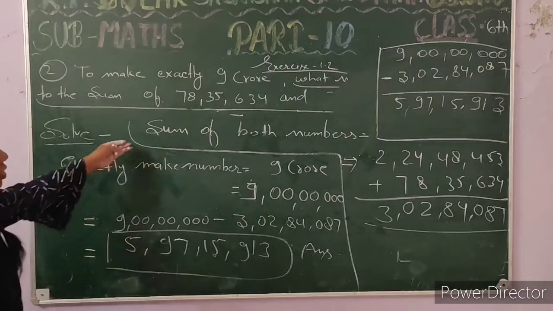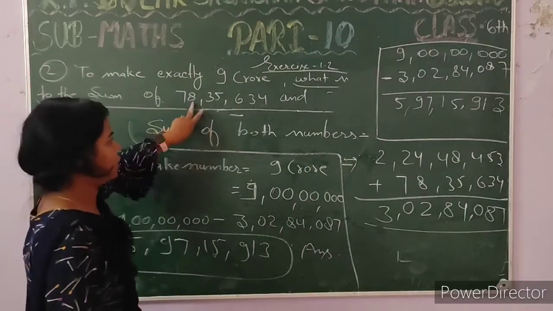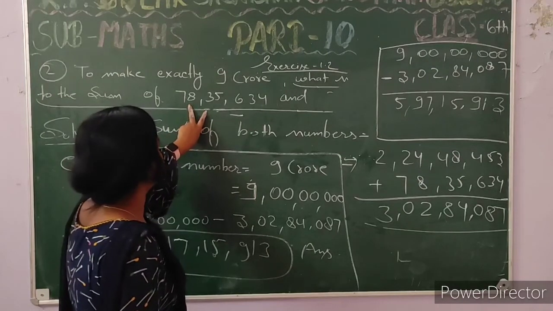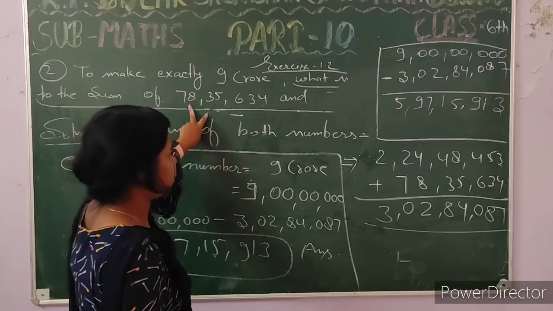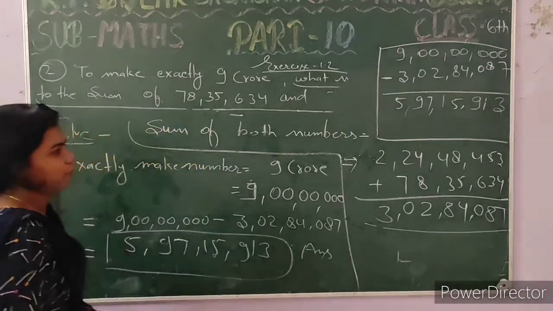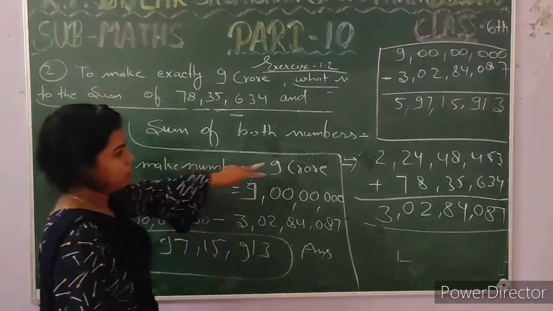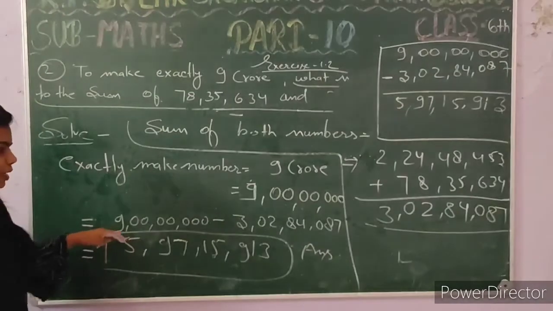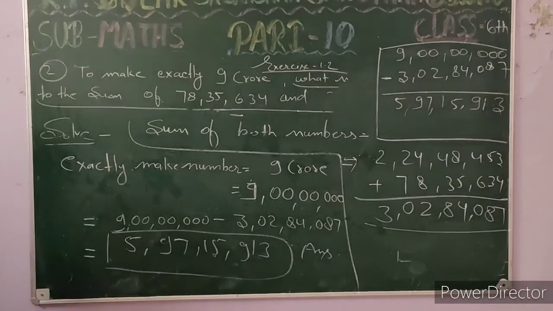First of all, you do the sum of both numbers. You write the first number, 78 lakh 35,634, then the second number, 2 crore 24 lakh 48,453, and the sum of both numbers. Then the next step, to make exactly 9 crore, we subtract, and this is your answer. This is question 2 of exercise 1.2.